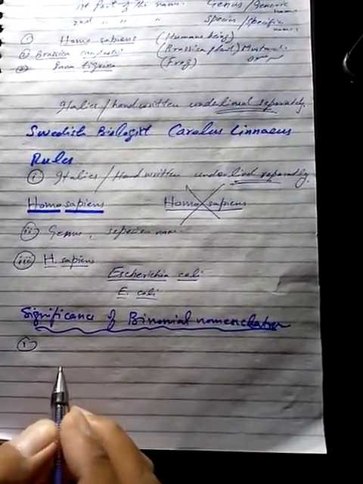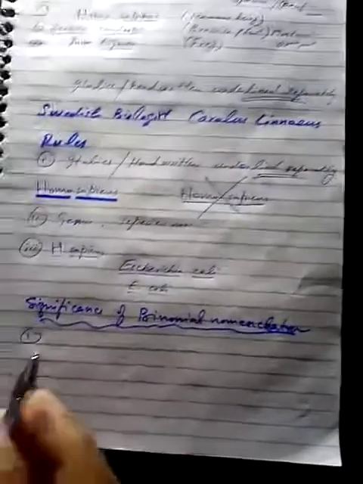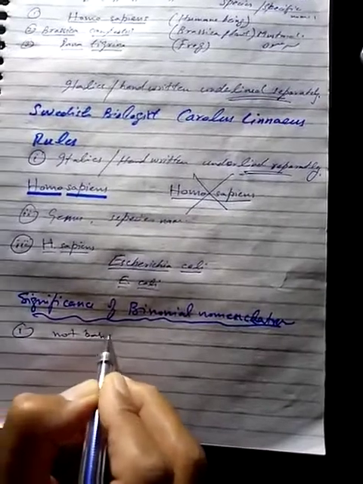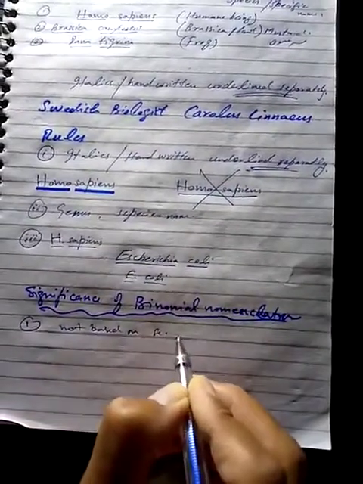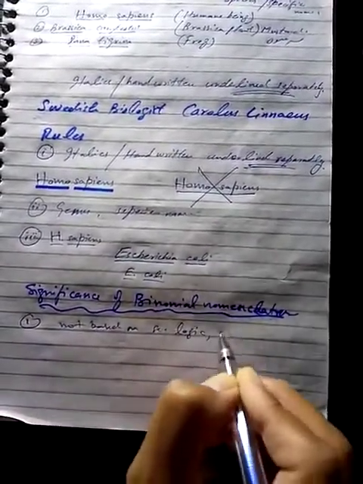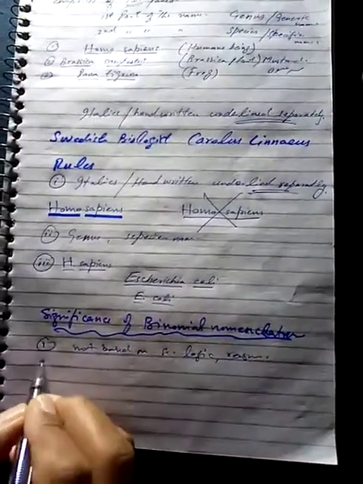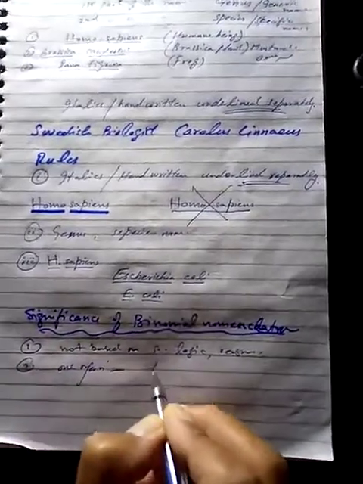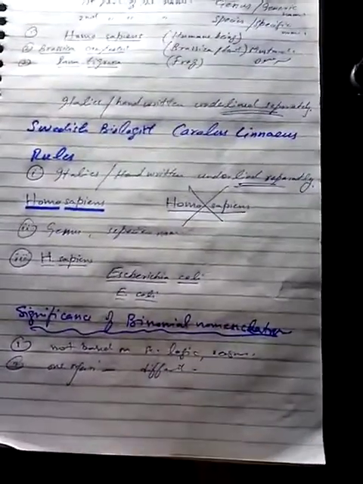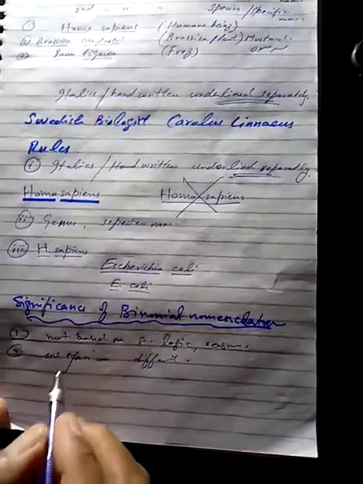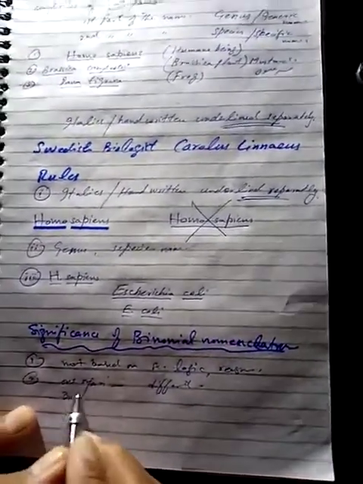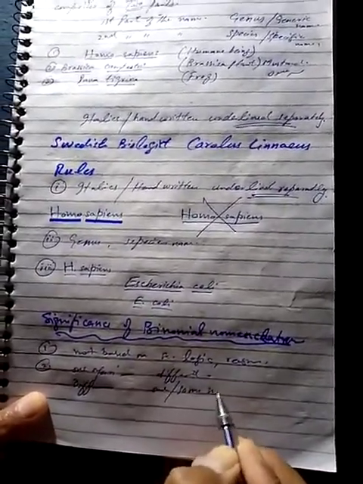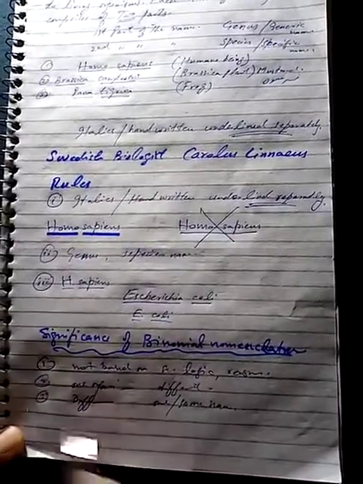Okay, so it was confusing. There are three things. Number one, the common names are not based on scientific logic, scientific reasons. Secondly, one organism may have more than one name, different names, or vice versa. Different organisms may have the same name. So it was confusing.